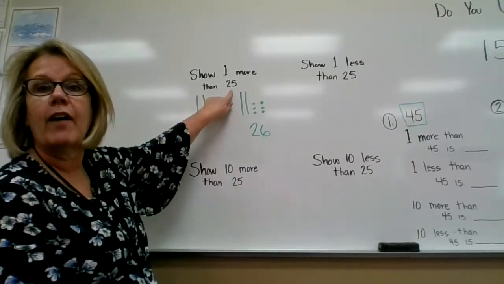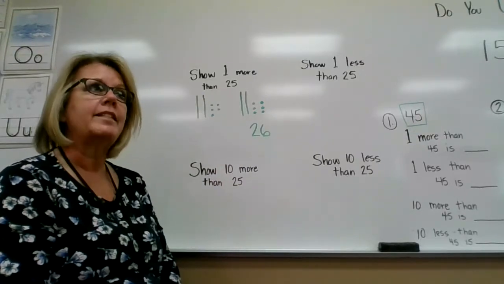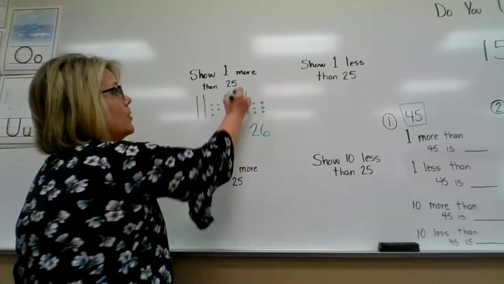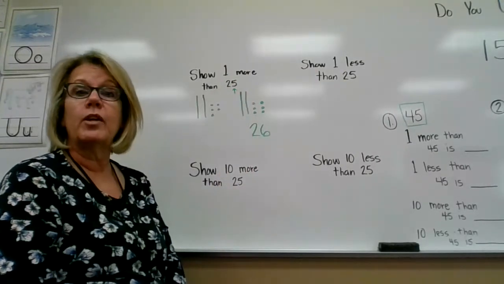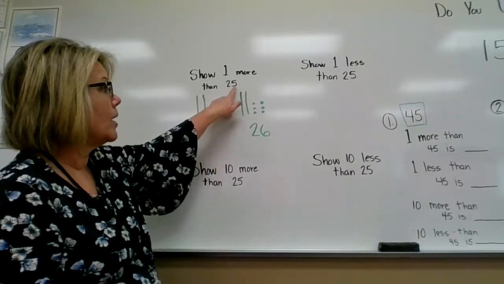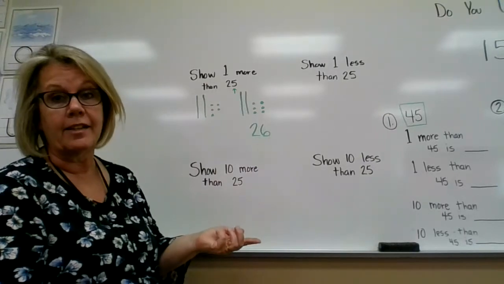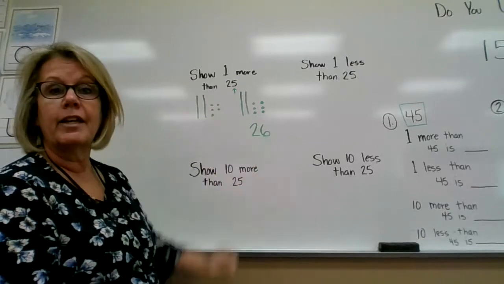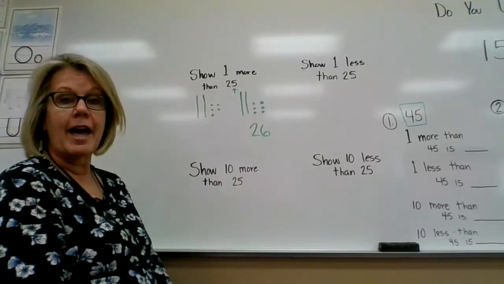Now, some of you might not need to draw a picture, and what you can do is look at the number 25. What number is in the ones place? Or what digit tells us how many ones there are? That would be the number 5. So if we want to tell what's one more, all we have to do is add one more to 5. Or what number comes after 5? 6. So what is one more than 25? It's 26.